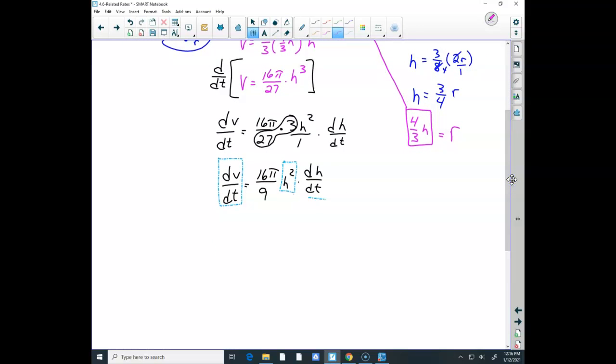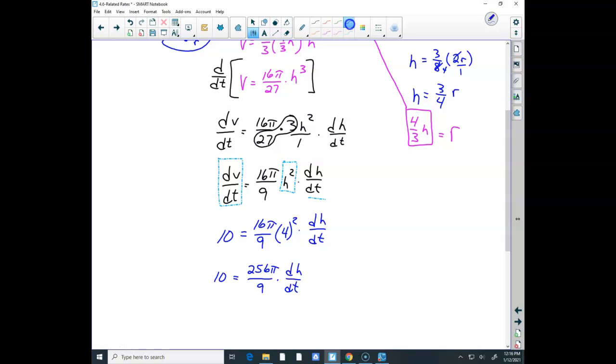So I'm going to plug in here. I'm going to plug and chug. Hopefully we know our units are going to be, in the end, centimeters per minute, because the height is a linear unit of measure. I'm going to plug this in, dV dt. The pile's growing at 10 cubic meters per minute, and then that's 16 pi over 9 times 4 squared, times dh dt. Well, that's really going to be 10 equals 4 squared is 16 times 16 is 256 pi over 9 times dh dt.